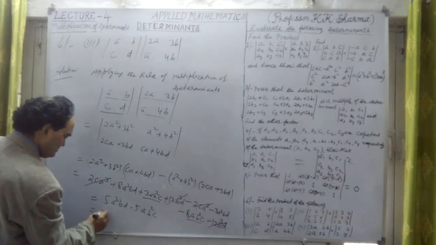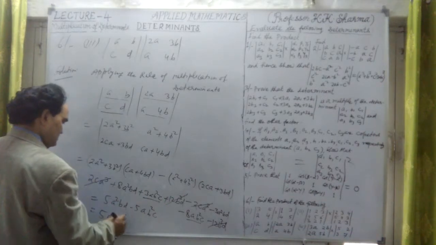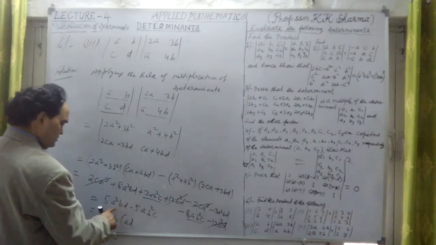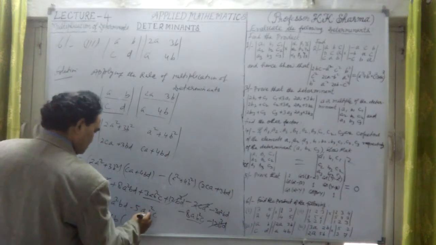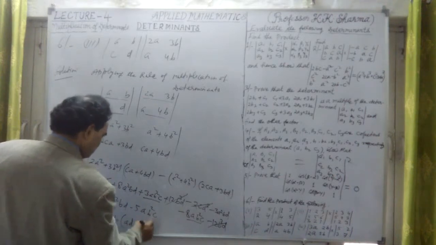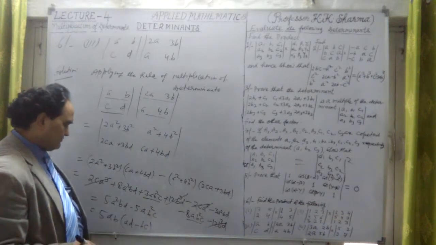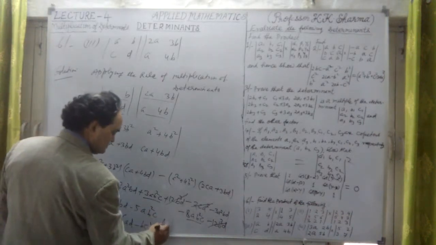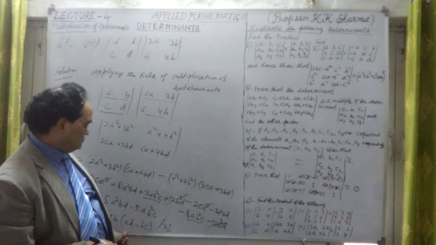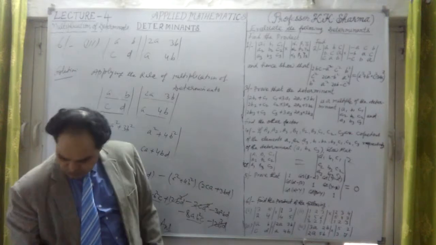What is common here? 5AB is common. The leftover value is AD, and second is minus BC. So 5AB into AD minus BC is the answer finally. Good. The result of the multiplication of these two determinants is 5AB within brackets AD minus BC. Okay, so this is the third part of question number 6.